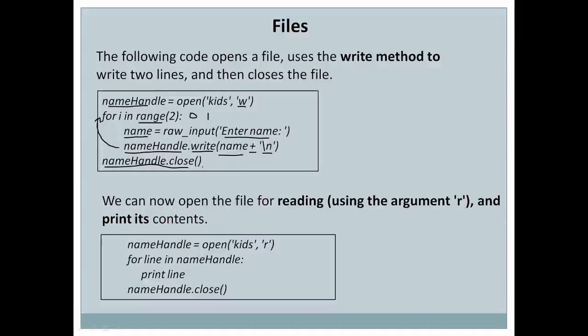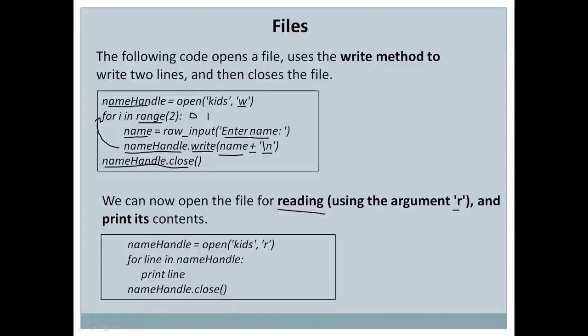Closing the file handle is very important, and if we do not close the file handle, there is a chance of losing the information which we have written to the file. So it is important that after finishing writing or even reading from a file, it is better to close the file handle. Okay, so this is how we can write to a file by using Python code. In a similar way, we can read from the file. So we can now open a file for reading, using the argument r, and print its content.